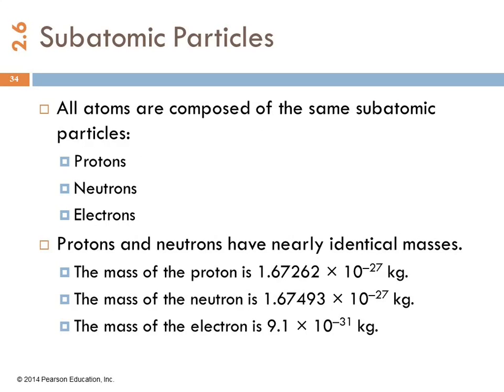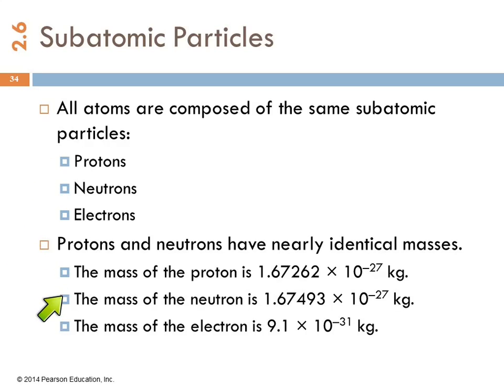So we call these particles subatomic particles. Sub meaning below, atomic, they are below atomic size. These are the particles that make up the atoms. There are other subatomic particles, but in general chemistry, we don't need to care about them. The particle physicists care about them a great deal, but that's not what we're doing. So these are the three important subatomic particles: protons, neutrons, and electrons.